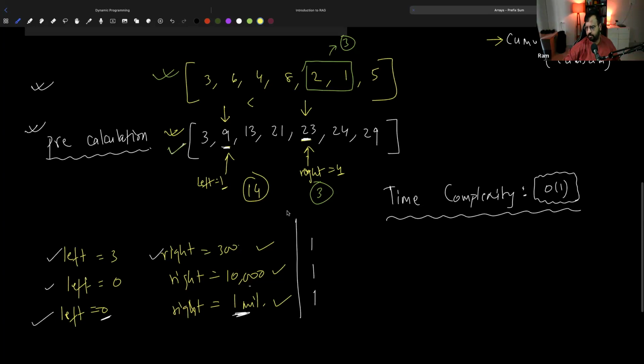Is it clear? Is it absolutely clear, crystal clear? This is a very simple problem. I'm spending a lot of time. Yes or no? Should we write the code? Yes.